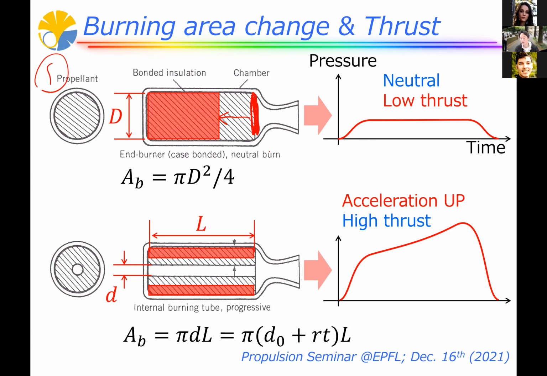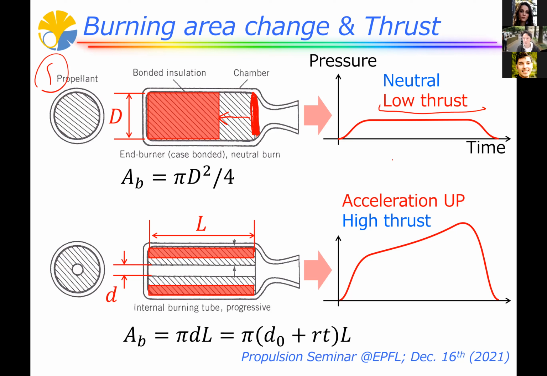But the disadvantage of this combustion method is that thrust is not so high. It means the combustion area is not so large. So only the bottom surface of the cylinder is combusted. So in this case, the feature of this combustion is a low thrust, but quite constant pressure we can obtain.